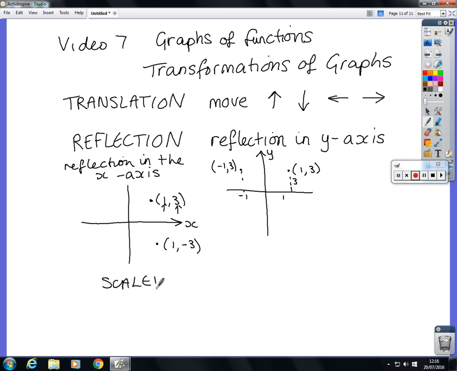Scale. This is a transformation when a scale factor stretches or squashes vertically or horizontally. So it means the graph is stretched or squashed by a scale factor.